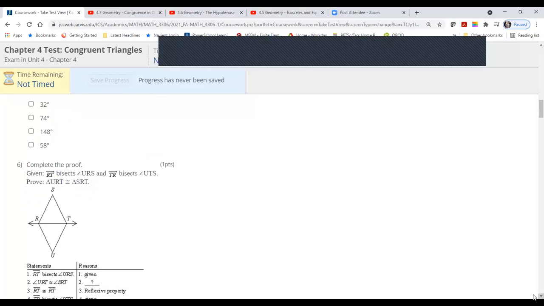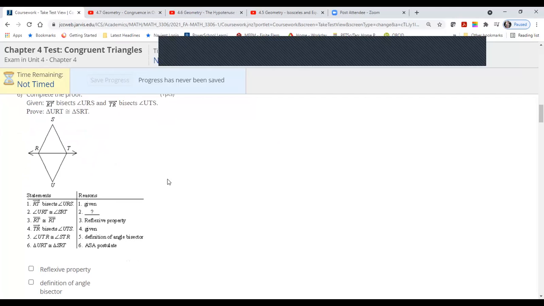Complete the proof. For this one, it should show the picture. I don't know what happened with that one, but it didn't show us the picture. For this one, it is given RT. This is RT, right? RT bisects angle URS, and TR, so from here to here, bisects angle UTS.